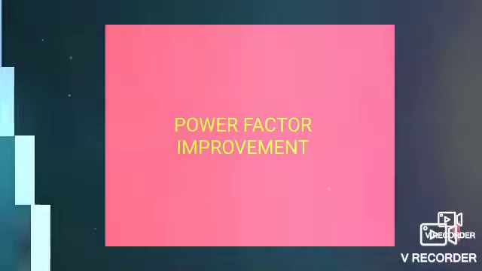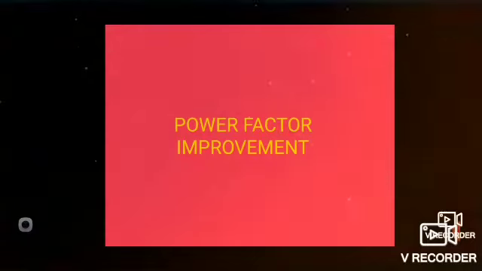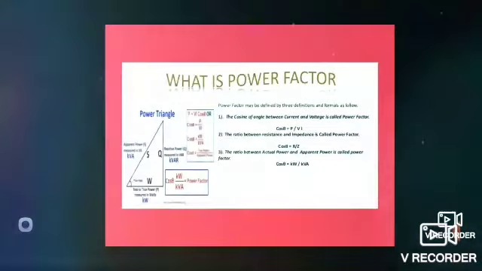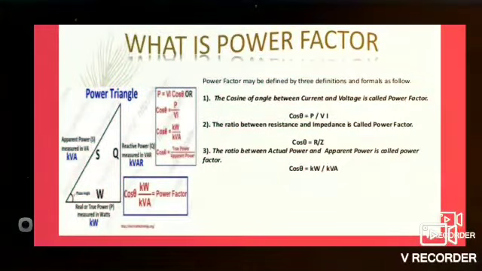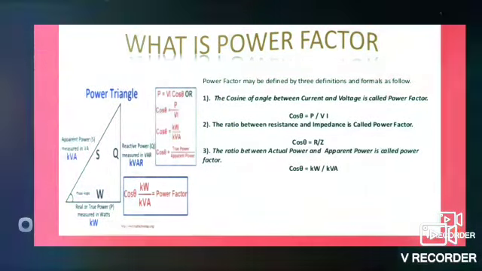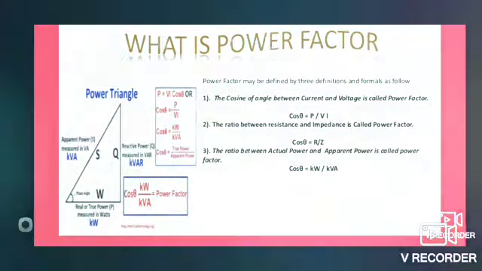Dear children, today's class we are going to discuss power factor improvement. What is meant by power factor? It is defined in three ways. First one is the cosine of the angle between current and voltage. That is cos theta is equal to P divided by VI.